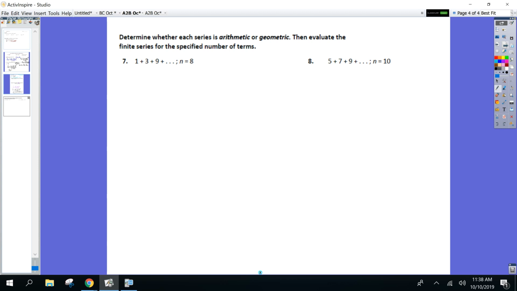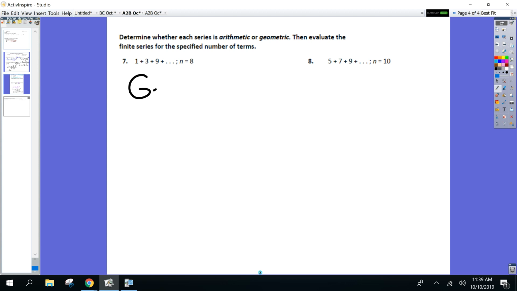All right. Good discussion here today. All right. Here's your start of the review for the test. Tell me if it's arithmetic or geometric, and then find the series for the number of terms. So 139. 139, that's geometric. And the n equals 8 is saying find the sum of the first 8 terms.